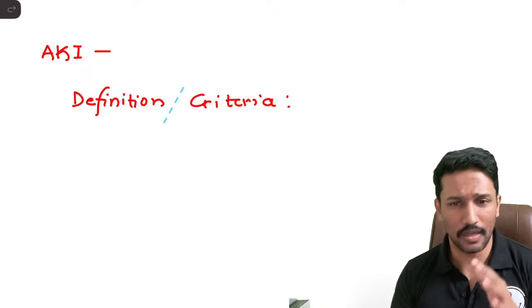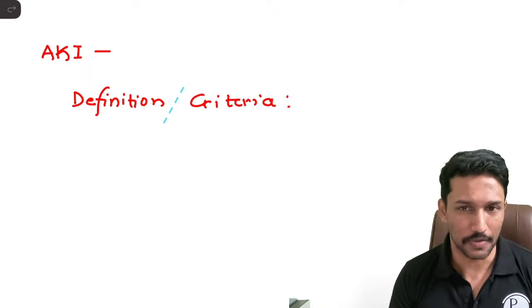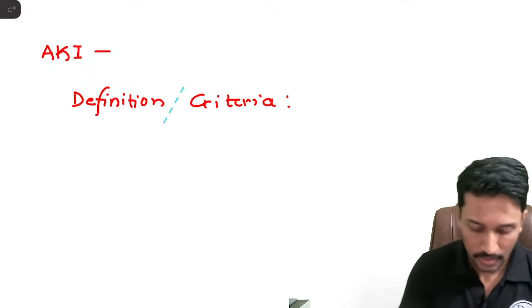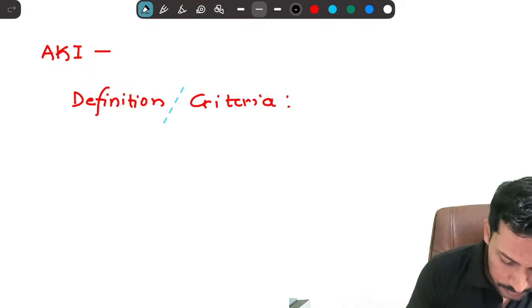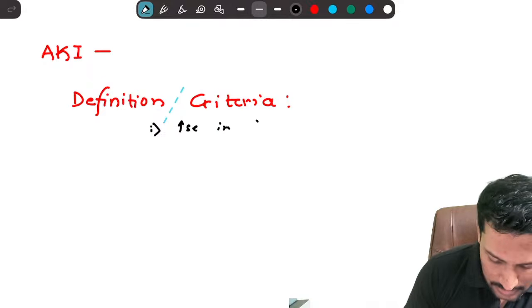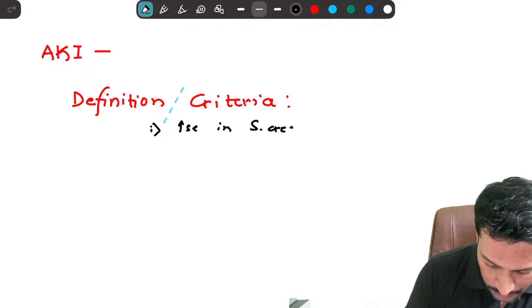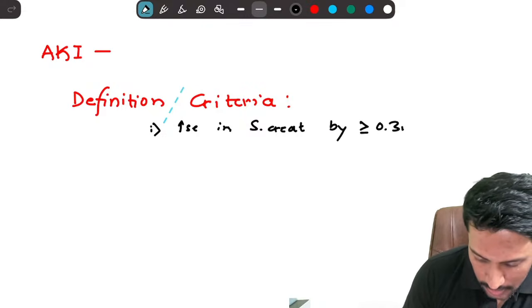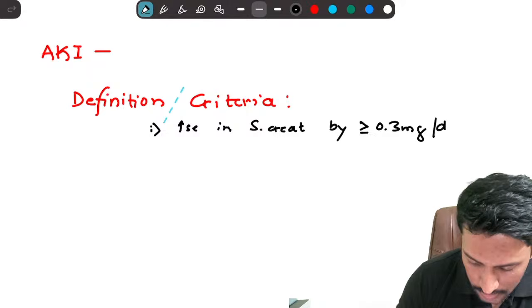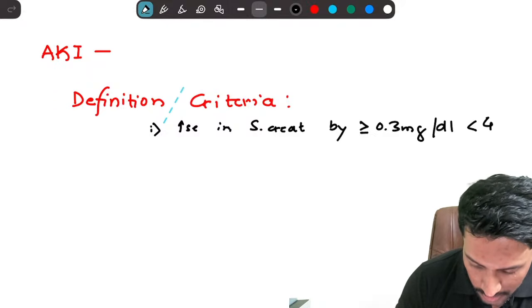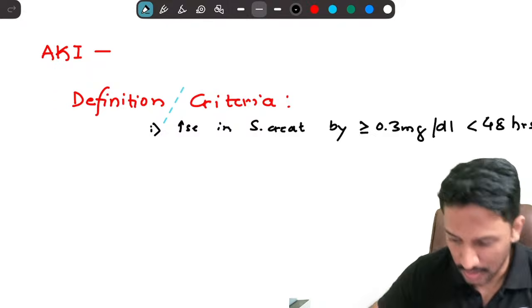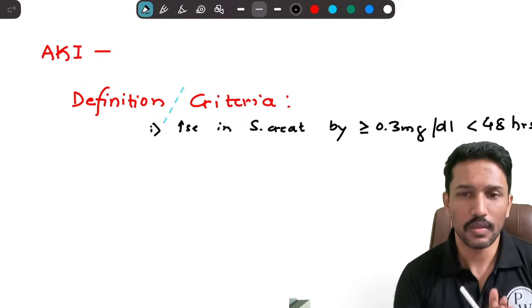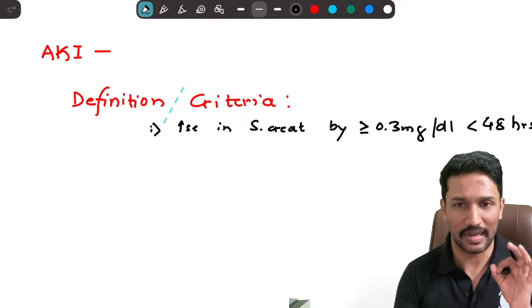The definition or the diagnostic criteria has three parameters defined, and we have to mention all of them. The first one is increase in serum creatinine by more than or equal to 0.3 milligrams per deciliter within 48 hours. Within 48 hours. So what does that mean? It means whatever was the baseline creatinine value.